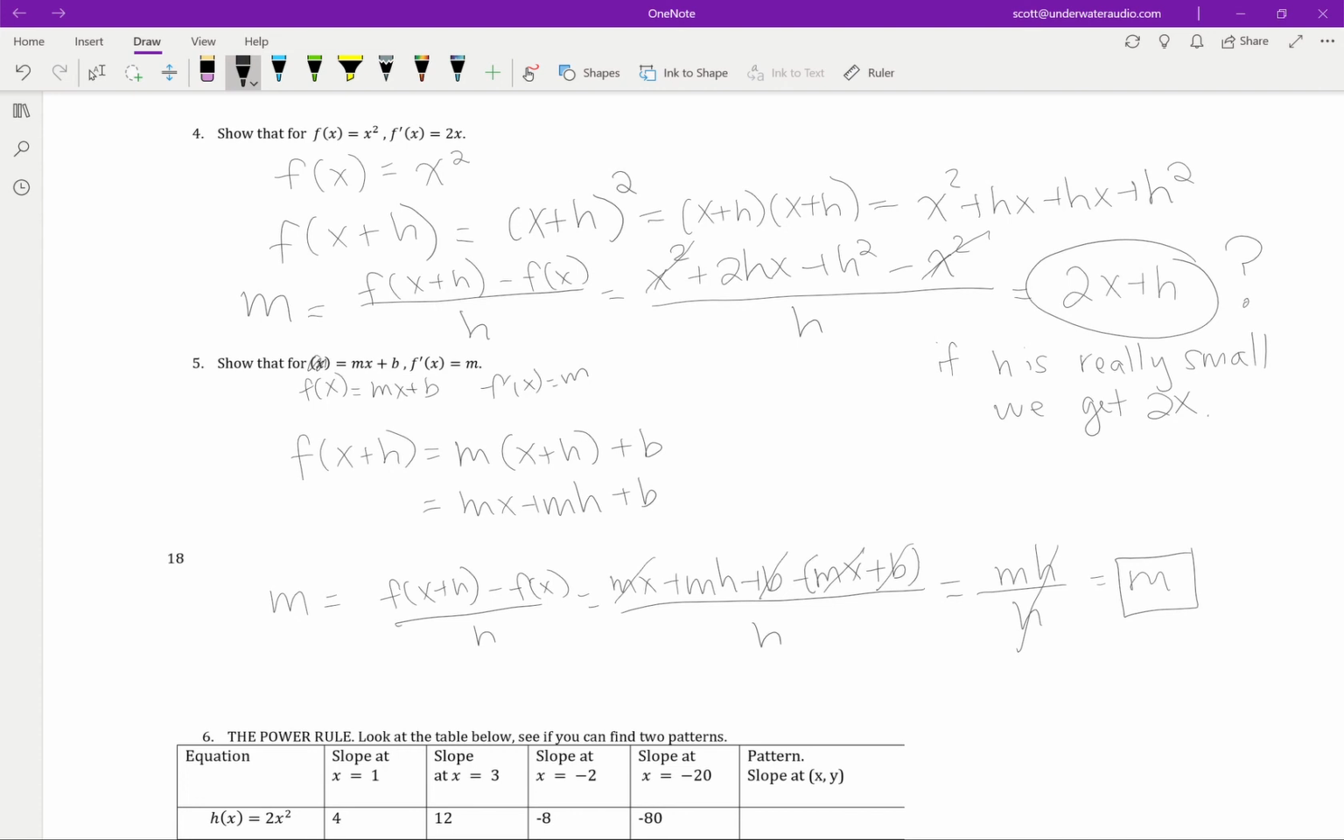So one thing I did that was kind of sketchy is I used m to mean two things. Here I meant slope, and in the rest of the case I meant the m in mx plus b. So I get then that using our difference quotient, for mx plus b, the derivative is always going to be m. So this is good. That's really good.